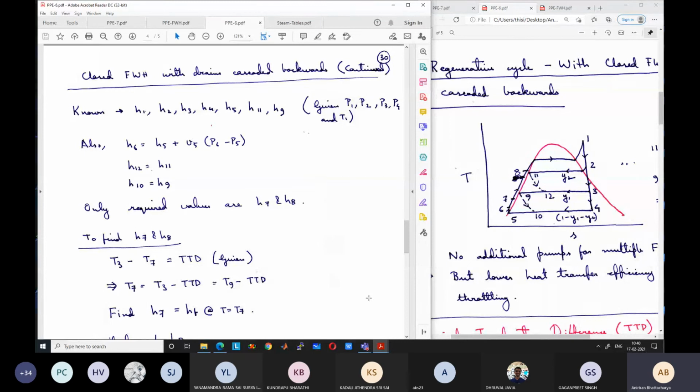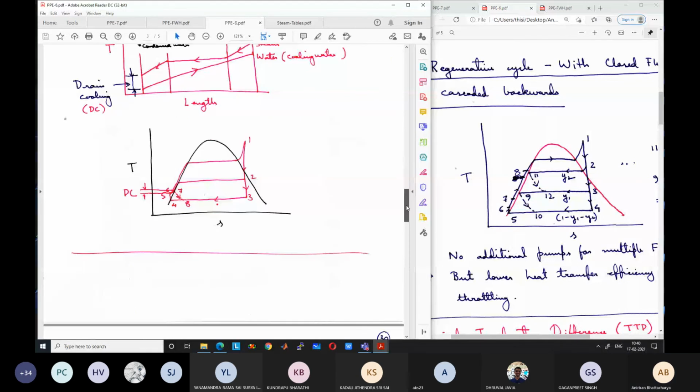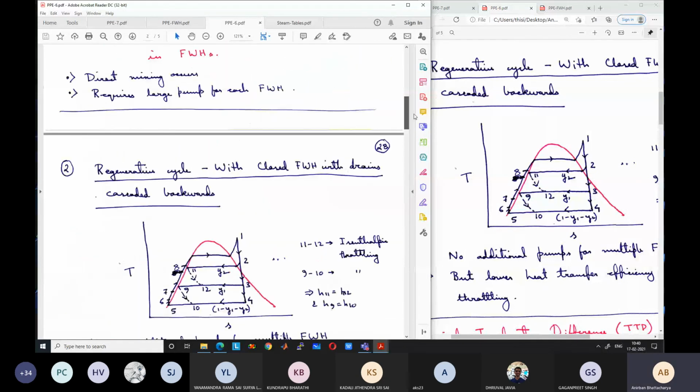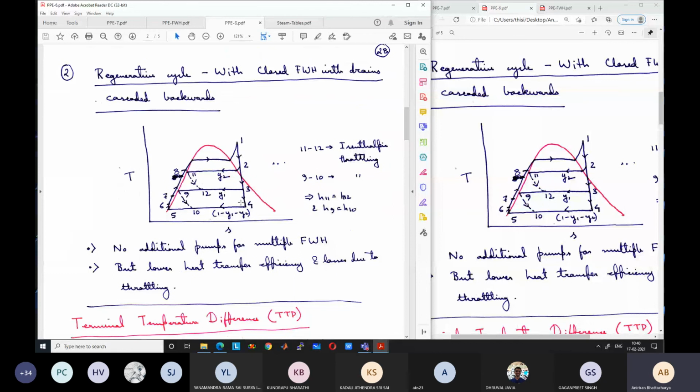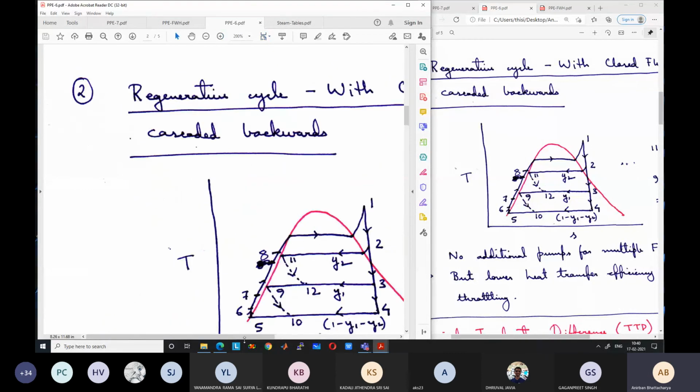So I have a regenerative cycle with closed feed water heater with drains cascaded backwards. Let me open the diagram here. It has two feed water heaters, exactly the same as shown in this diagram. The boiler pressure is 10 megapascal. Condenser pressure is 10 kilopascal.